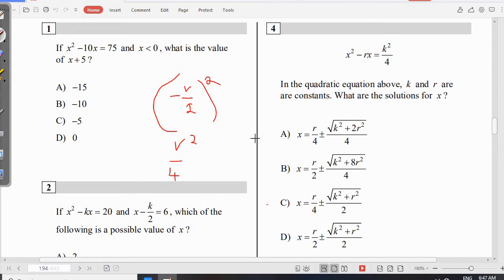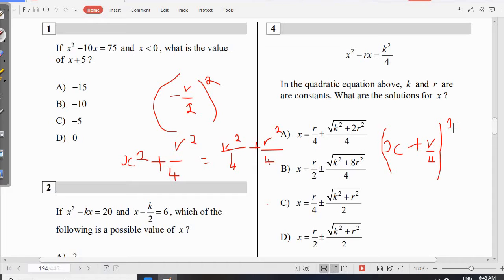Arrow square over 4. So we're going to add that to both sides. We're having x squared plus arrow square over 4 equal to k square over 4 plus arrow square over 4. That's what you get. So we're having x plus arrow over 2 all square.